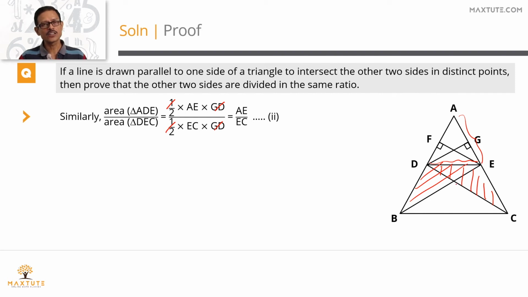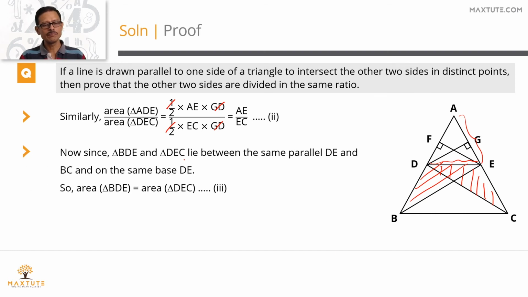and both these triangles are drawn in between the same parallels, which means their altitude for the side DE is going to be the perpendicular distance between these two parallels. We know this theorem also because BDE and DEC lie between the same parallels DE and BC and share the same base DE. They will have the same area because half into the base DE into the altitude is nothing but the perpendicular distance between these two parallel lines. So area of triangle BDE will be equal to area of triangle DEC. So let's call this equation 3.